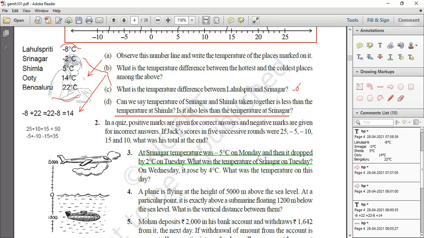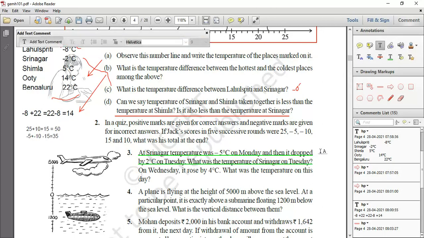What was the temperature of Srinagar on Tuesday? The original temperature was -5 degrees, plus, because it dropped, negative 2. So if it dropped, the answer is clearly -7 degrees on Tuesday. So it is the answer of the first part.